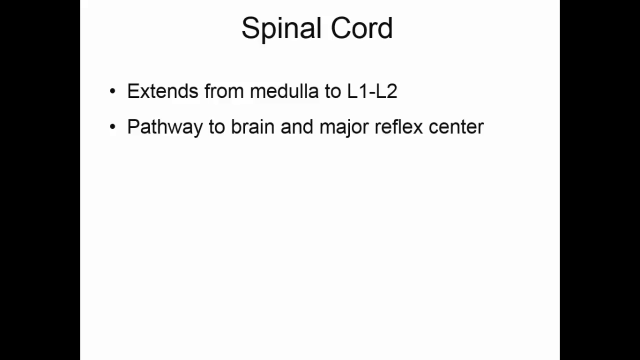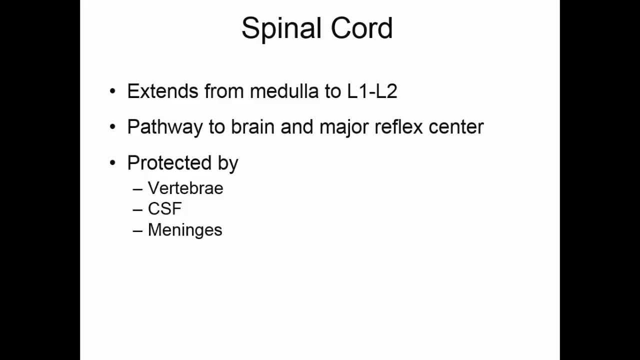The spinal cord, which is part of the central nervous system, extends from the medulla down to about L1 or L2. This has two major functions. It's the pathway to the brain, and it's a major reflex center. Like the brain, it is well protected, and like the brain, it has the same three protective coverings. It has the bone, or the vertebra. It has the cerebrospinal fluid because this flows down around the spinal cord as well as through the central canal, and it has the same three meninges.